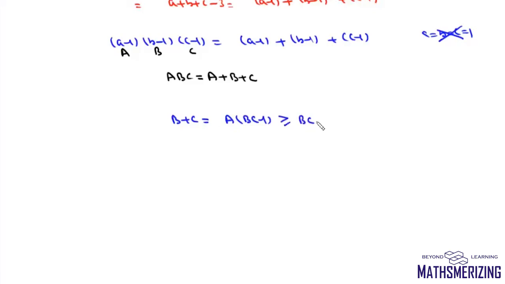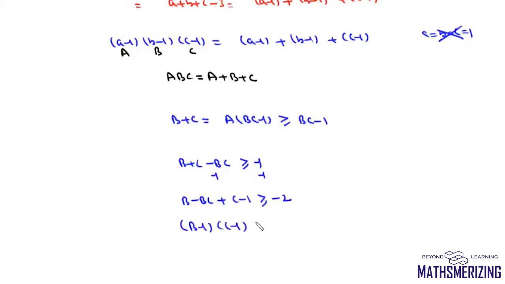BC minus 1. Now if we take everything on the left hand side, we can write B plus C minus BC and it will be greater than or equal to minus 1. We'll subtract 1 from both sides. So we can write B minus BC plus C minus 1, it is greater than or equal to minus 2. Now if we multiply it with minus sign, then we can write this as (B minus 1) into (C minus 1), it is less than or equal to 2.